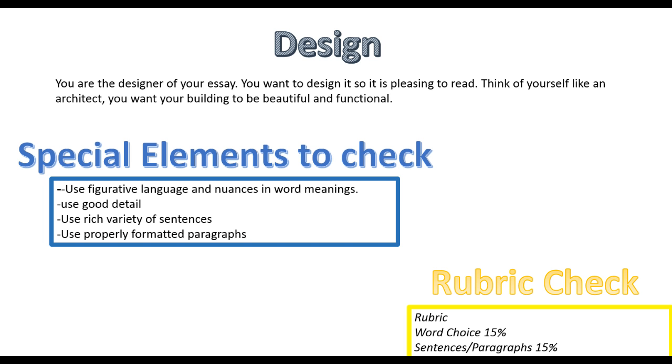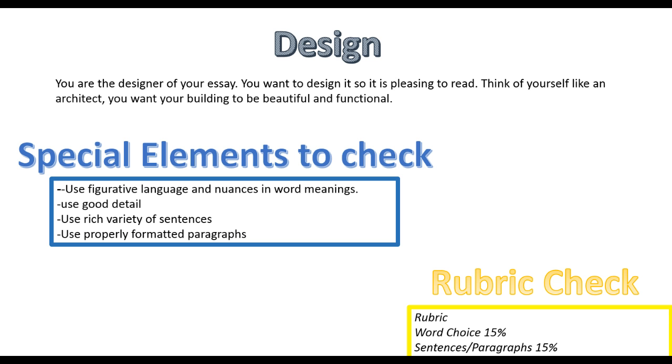So in our blue box, the special elements we're going to check with design is use figurative language and nuances and word meanings. We want to use really good detail, and we want to use a rich variety of sentences. We want to use compound sentences, complex sentences, and simple sentences. And we want to use properly formatted paragraphs. That means to have your first sentence indented, and then we want to make sure we have enough sentences in our paragraph. You should have a minimum of 4 sentences in your paragraph. Unless you're writing a narrative essay and maybe 1 or 2 sentences might move the story along.